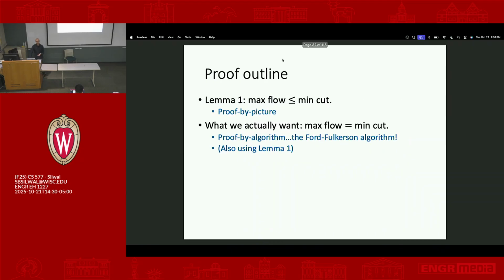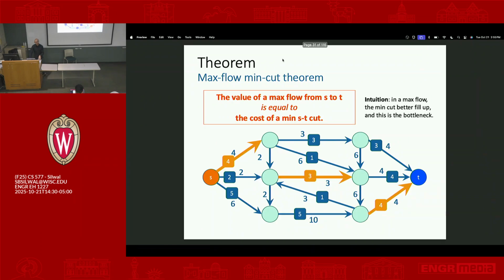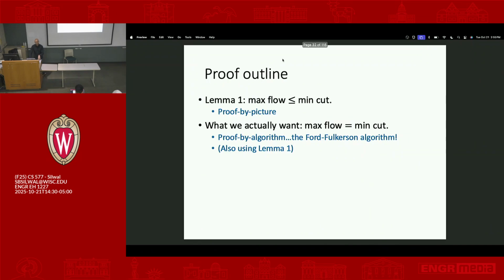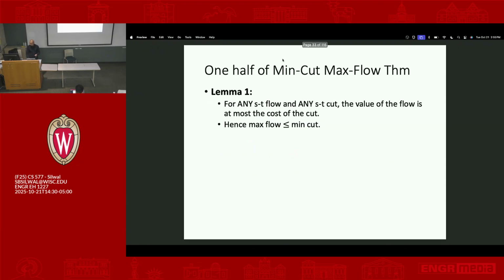But first, let's prove one side of this claim, which is that max flow is equal to the min cut. Actually, the thing that's not so difficult to prove is that max flow can never be bigger than the min cut. That's going to be easier. But actually showing that it's equal is not that easy. It's pretty non-trivial.